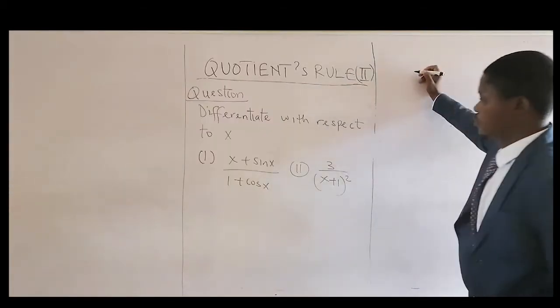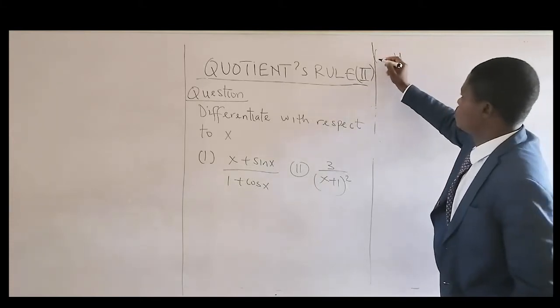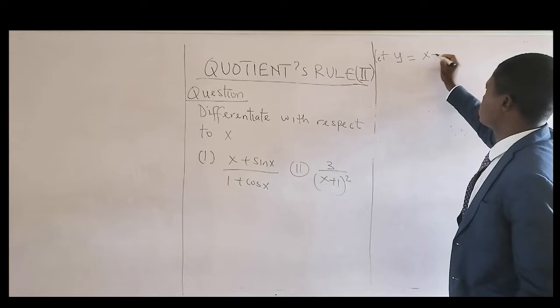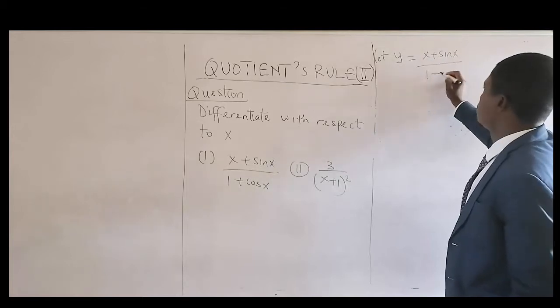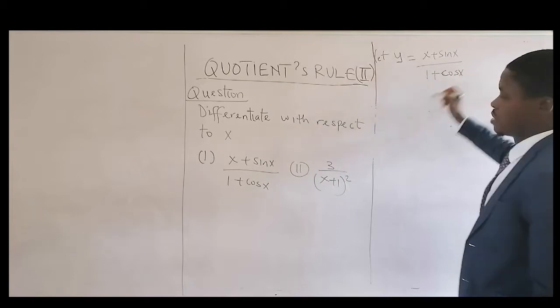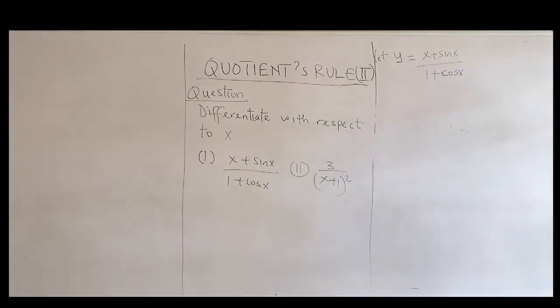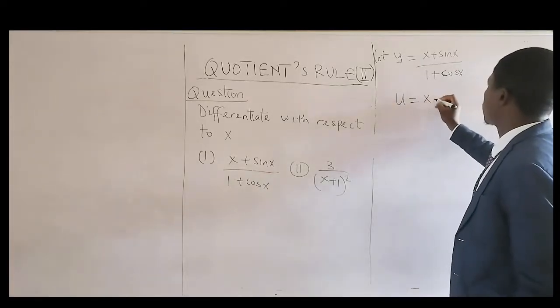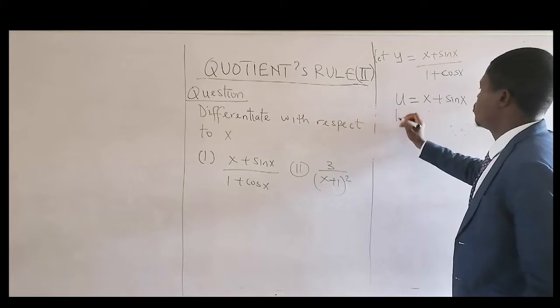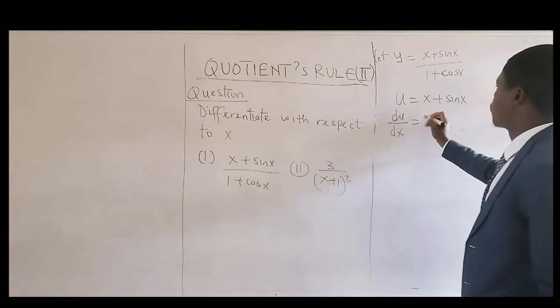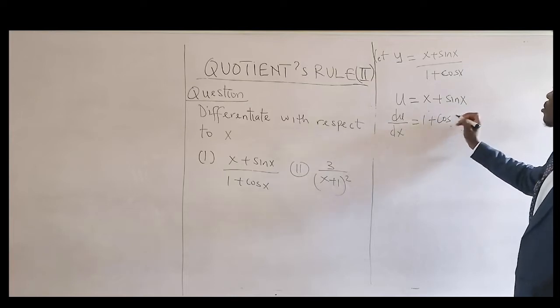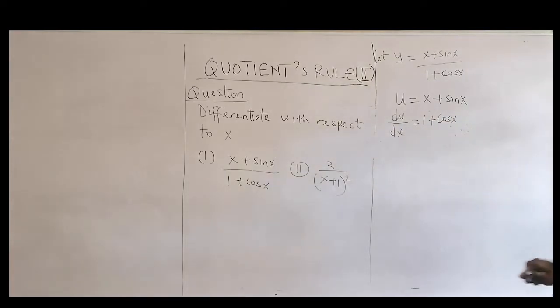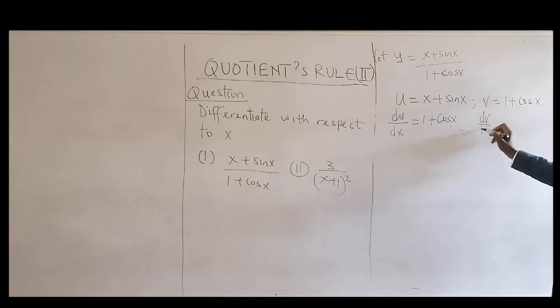So that's that. For the next one, give your question a letter. Let y be equal to x plus sine x over 1 plus cos x. So my u is x plus sine x, and du/dx is equal to 1 plus cos x: the derivative of x is 1, and the derivative of sine x is cos x. What of v? My v is 1 plus cos x, so if you differentiate, dv/dx will be equal to minus sine x. So we've established that.